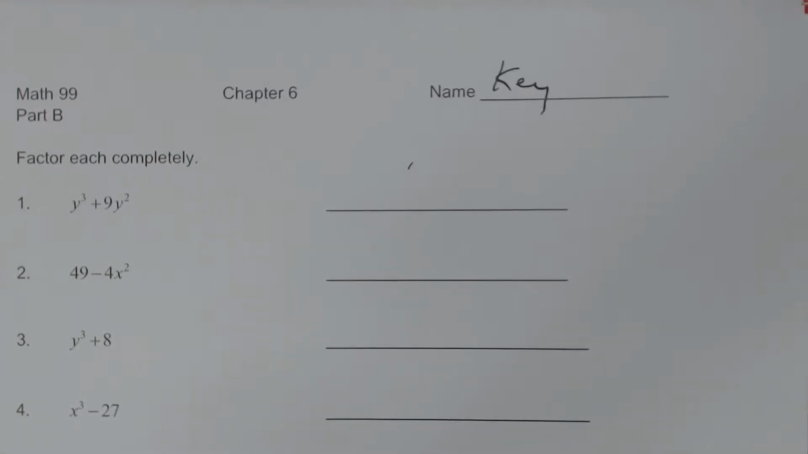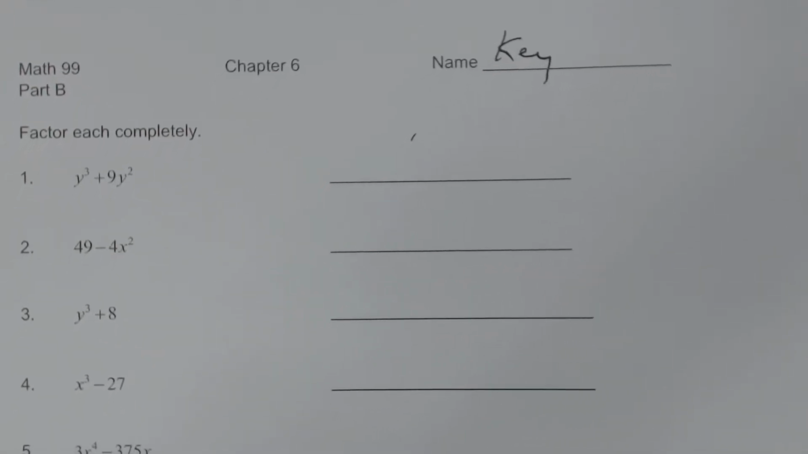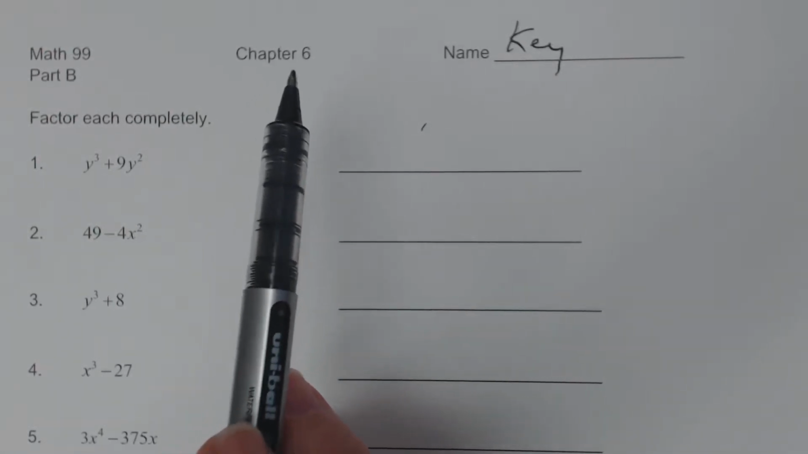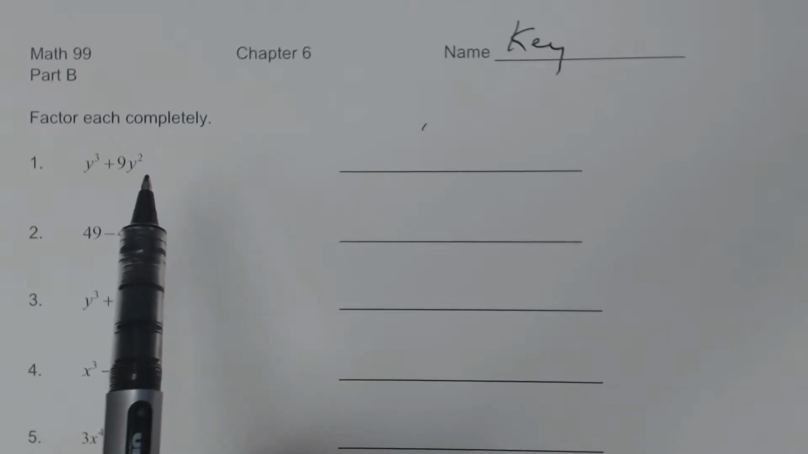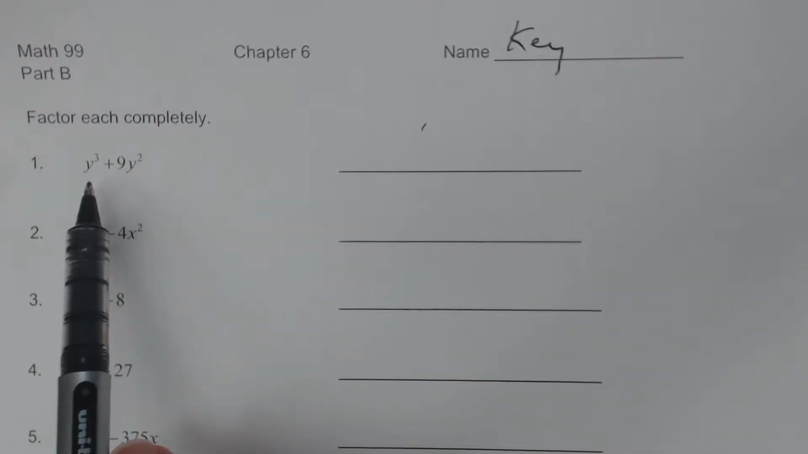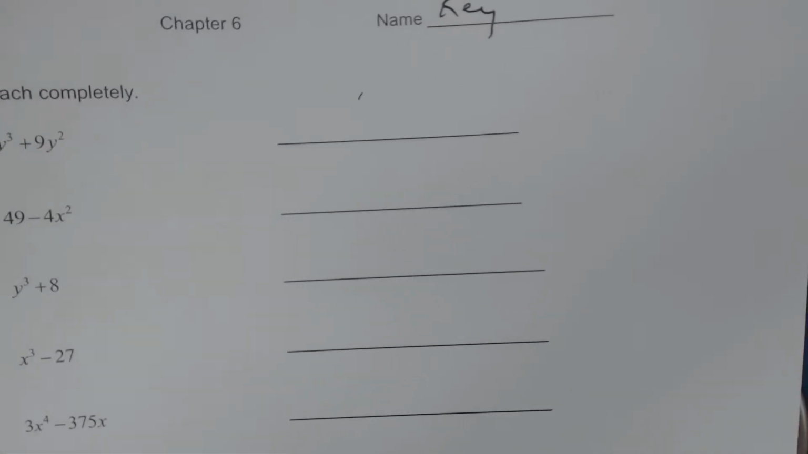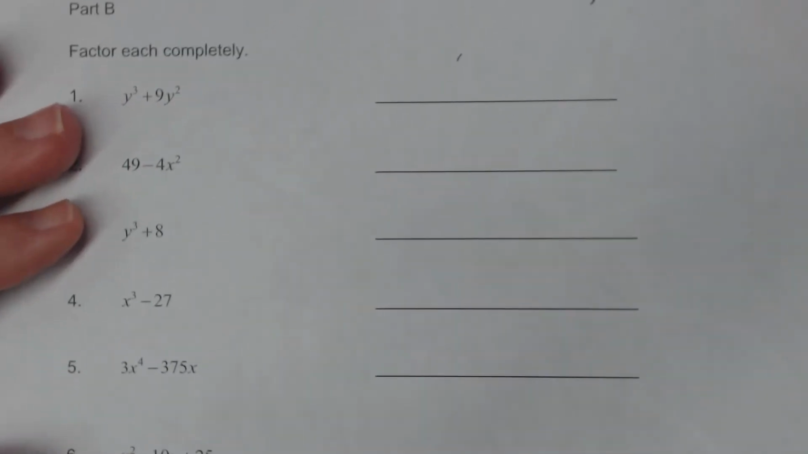Okay, so we're going to look at the key to the worksheet called Chapter 6, Part B. And so the first problem is we're going to factor y cubed plus 9y squared. All right, so let me go ahead and do that here.